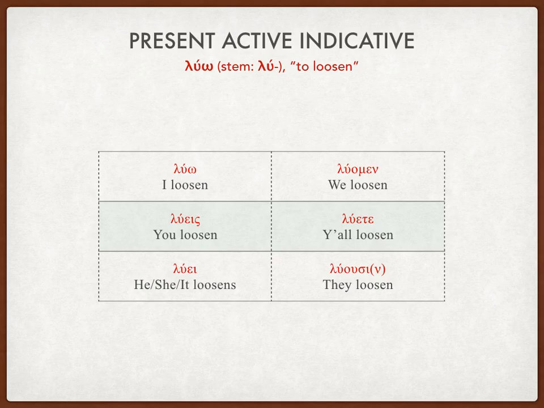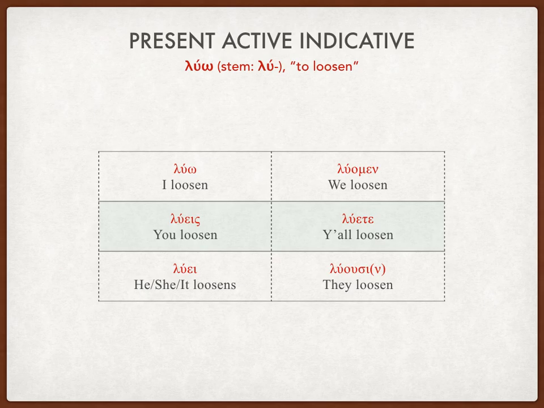If I say, give me the present tense, active voice, indicative mood of luo, now that you know that this is the form you get, you should be able to fill in the chart. Start with the stem lu, and add all those endings you saw before, the primary endings. Luo, lueis, luei, luomen, luete, luousi. I loosen, you loosen, he, she, it loosens, and so on.